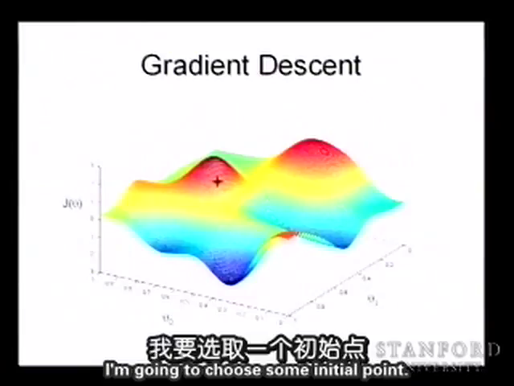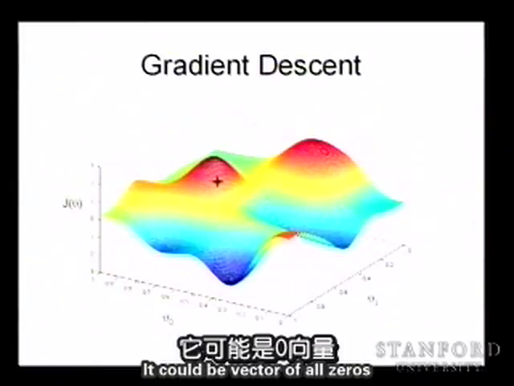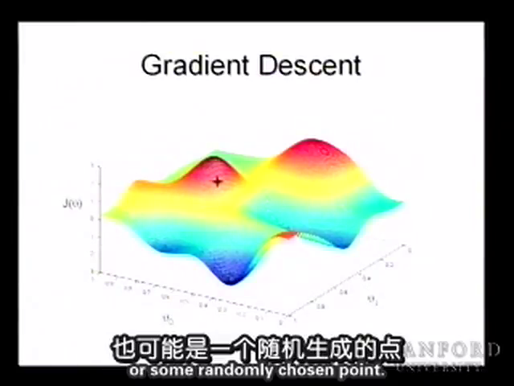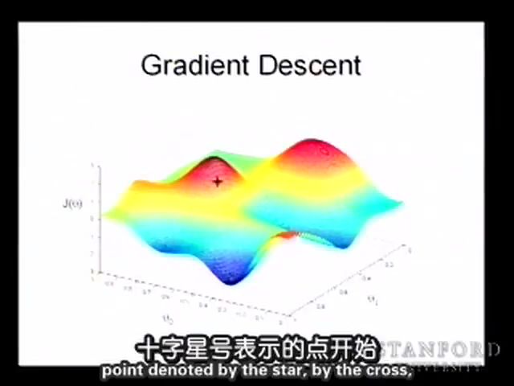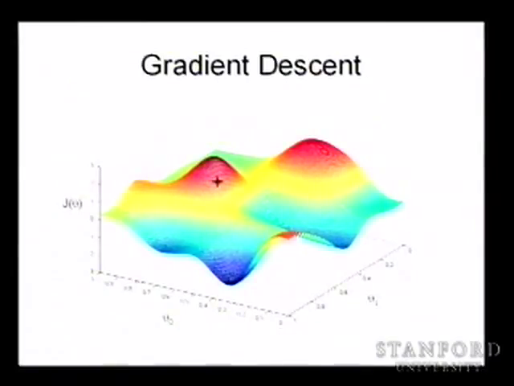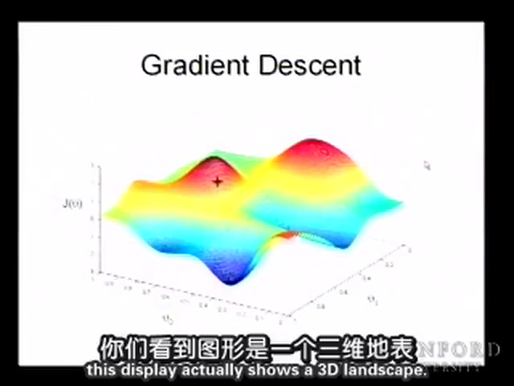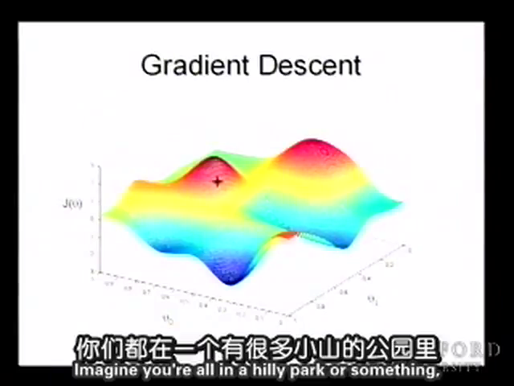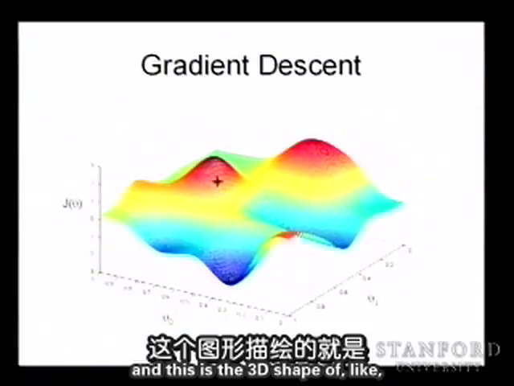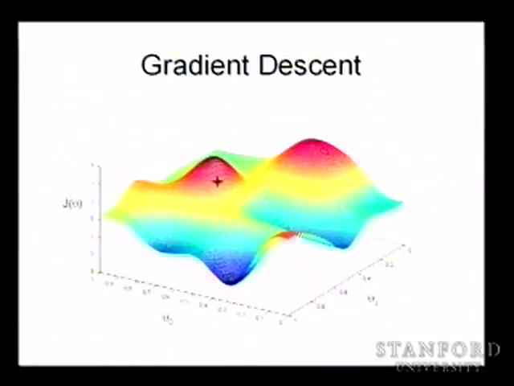I'm going to choose some initial point. It could be the vector of all zeros or some randomly chosen point. And let's say we start from that point denoted by the cross. And now I want you to imagine that this display actually shows a 3D landscape. Imagine it's out in a hilly park or something, and this is the 3D shape of a hill in some park.